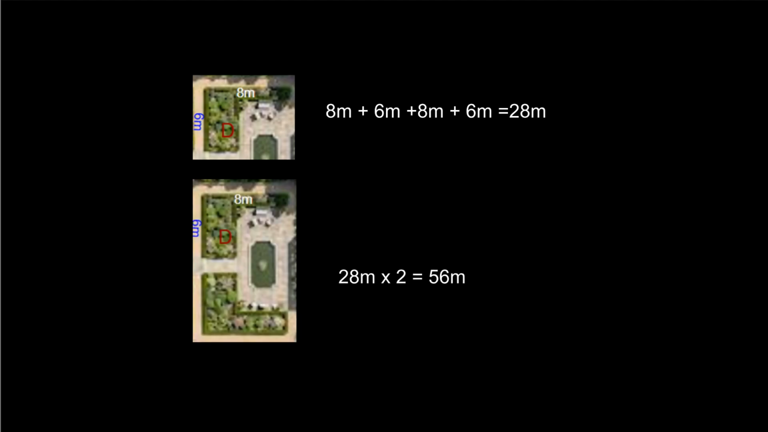They calculate the perimeter of bush C. These sides are 8 meters plus 6 meters plus 8 meters plus 6 meters, which equals 28 meters. Multiplying by 2 gives 56 meters for bush C. The calculation for bush D follows the same logic as C. 8 meters plus 6 meters plus 8 meters plus 6 meters equals 28 meters. Multiplied by 2, this section totals 56 meters.